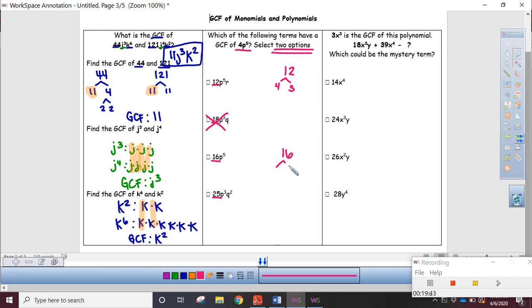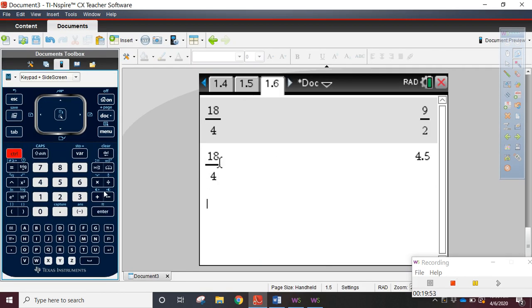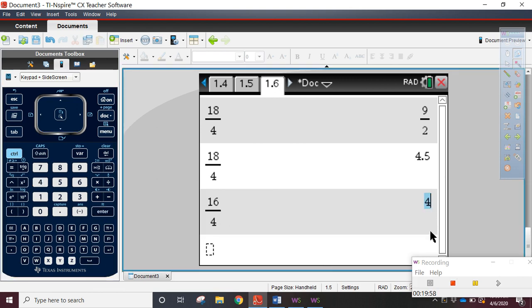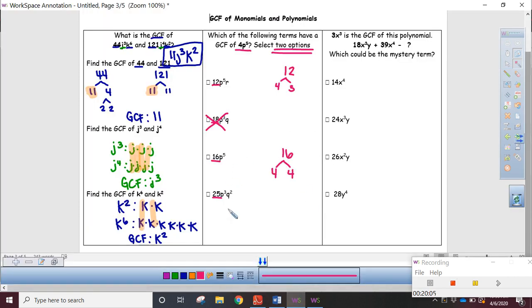Well, I know that 16 does divide evenly into 4, which gives me 4. Again, if you want to check that, you can come over to your calculator, and we can do 16 divided by 4 and press enter. And you see that it evenly divides. It gives you a whole number. So 4 times 4 is 16. Okay, that may also be an option.